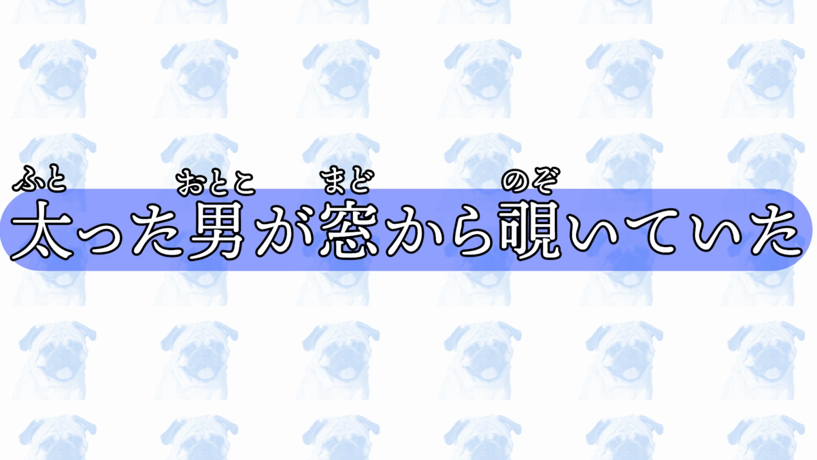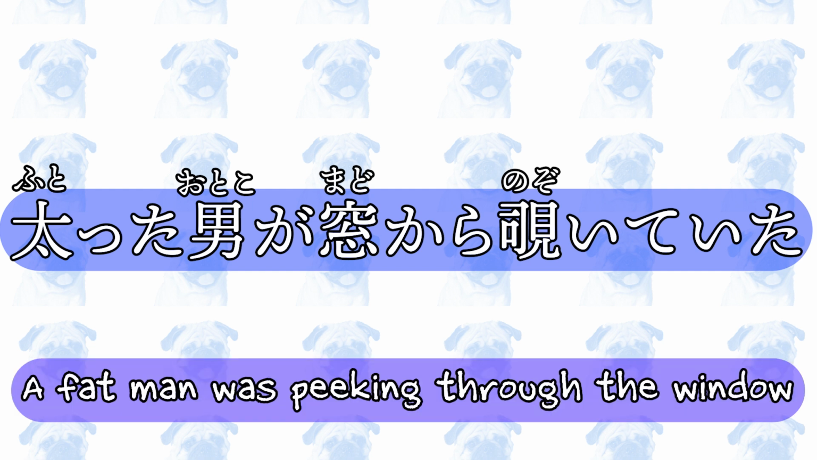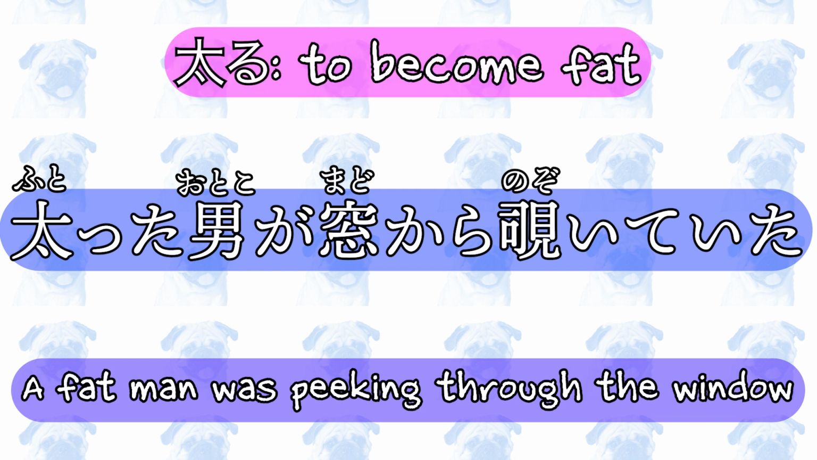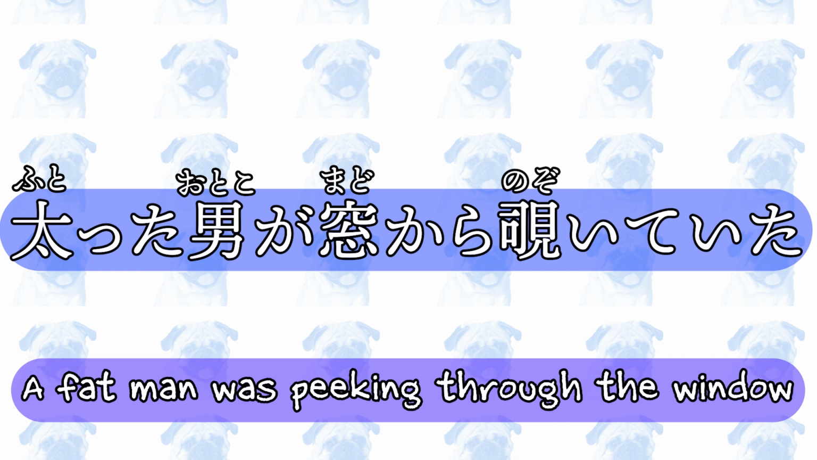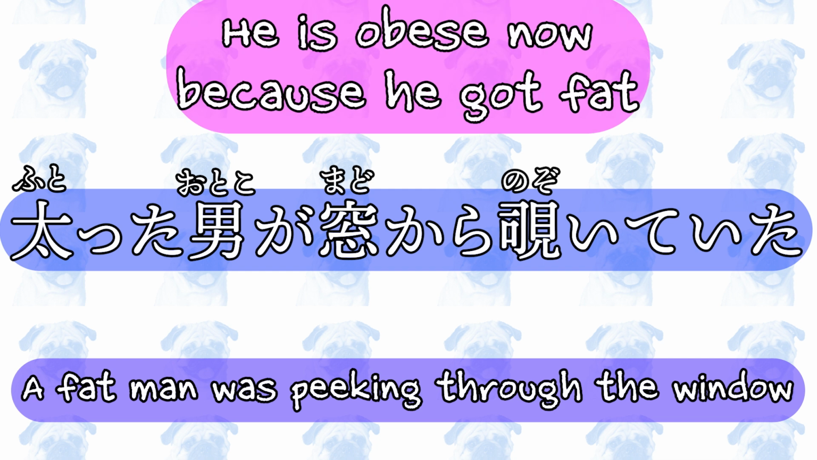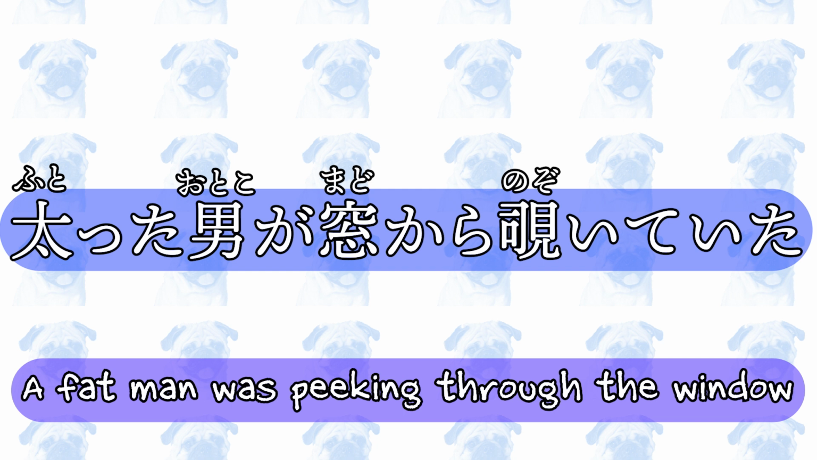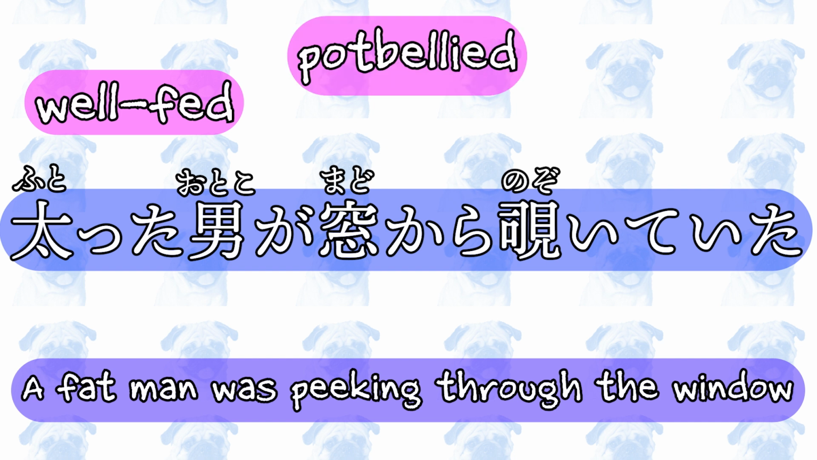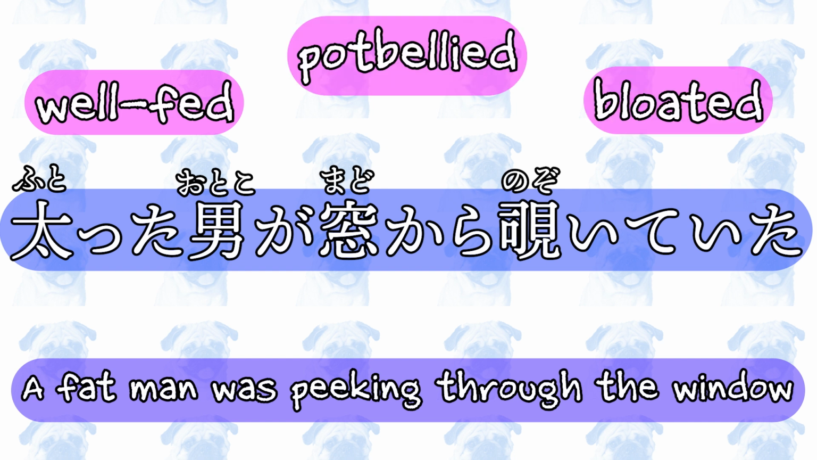太った男が窓から覗いていた. A fat man was peeking through the window. In this example, the ta form of the verb 太る, to become fat, 太った, is used to describe the body shape of the pervert. You can interpret this use of the ta form as implying that the man is currently obese as a result of having gained weight prior to this event. In English, though uncommon, some past participles, such as well-fed, pot-bellied, and bloated, can be used to describe an overweight person.